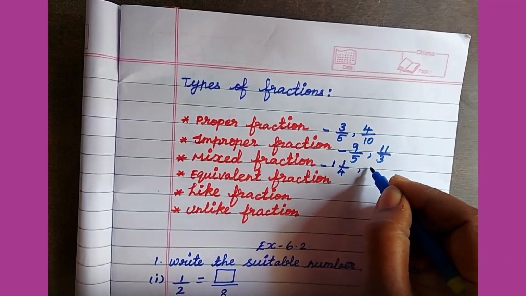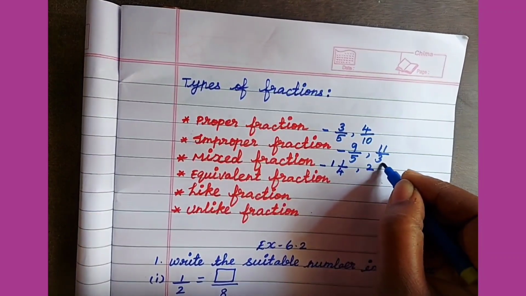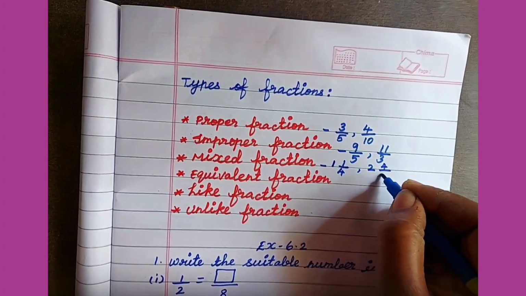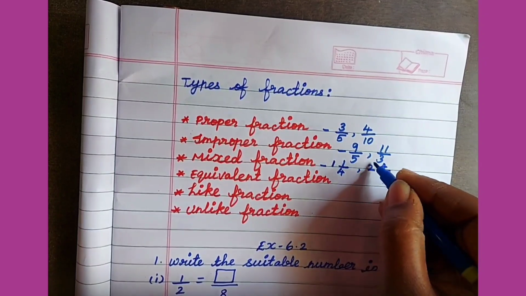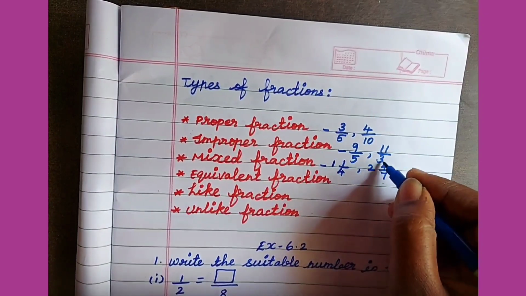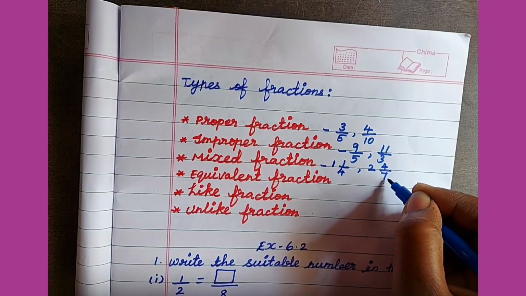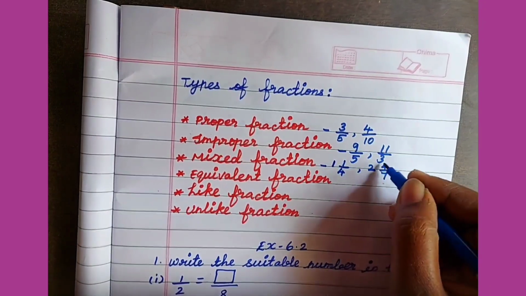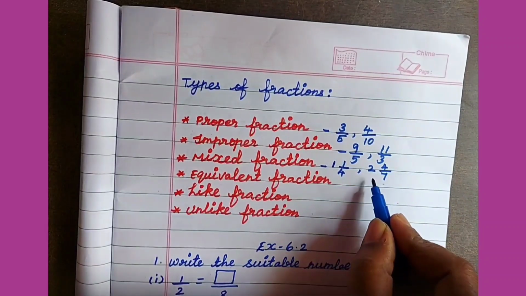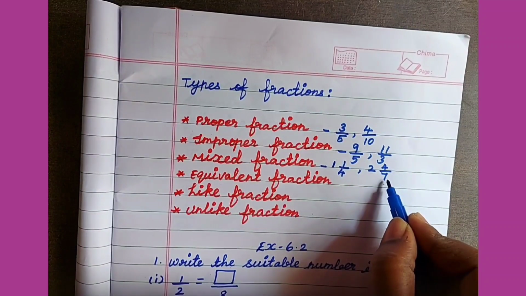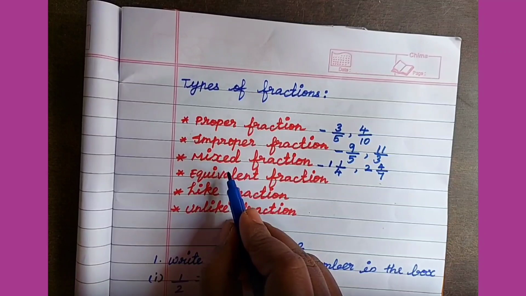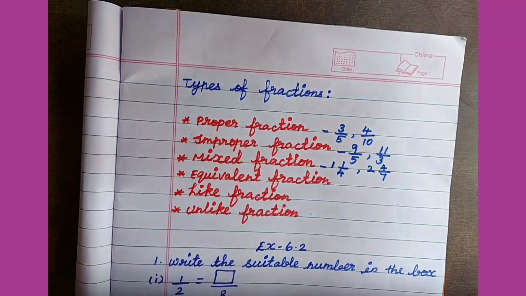Another example, 2 and 4 by 7. 2 is a whole number, and in 4 by 7, 4 is a small value, 7 is a big value. So this type of fraction is a proper fraction. So whole number plus proper fraction, that is called a mixed fraction.